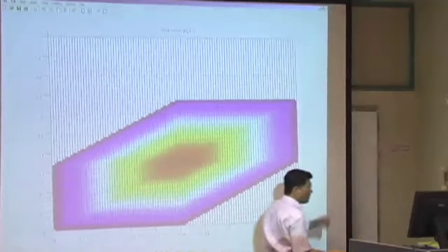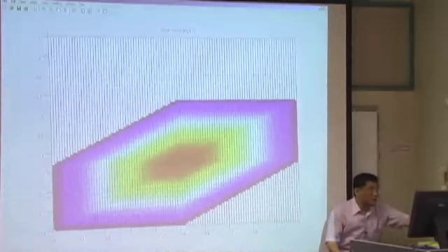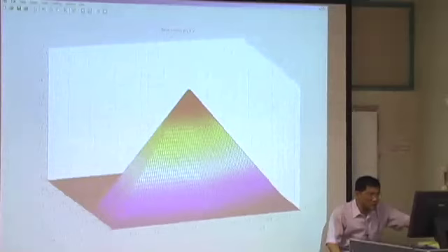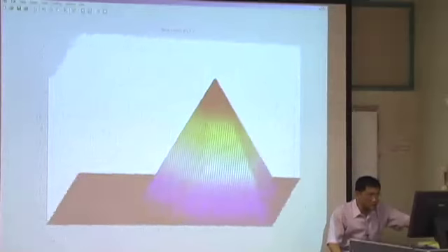But let's not worry about any triangle. Let's look at the shape first. Once you see the shape, you will get a better idea. So let's rotate this thing to look at the shape. It looks like this, right? So it looks like this.